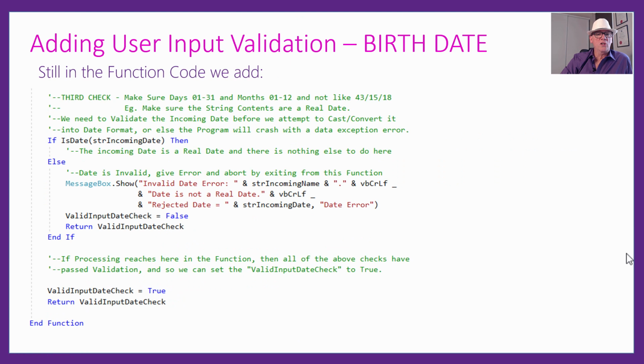And then the last function check is to check it's a real date, so it's not something like 43/15/18. That it's real numbers for how many days in the month, and a real month, not bigger than 12. And if something's wrong, we give them this error message, okay?